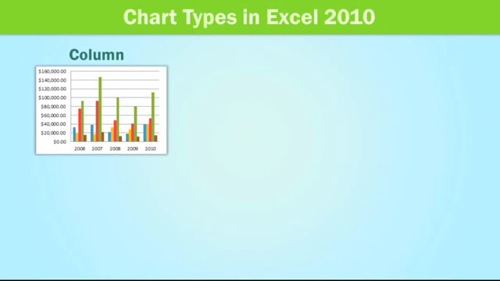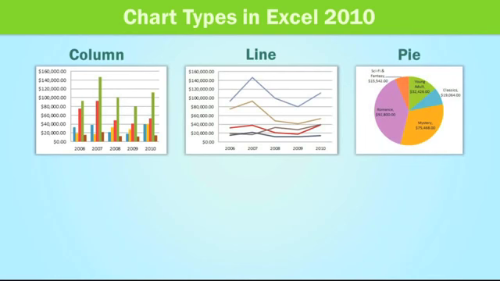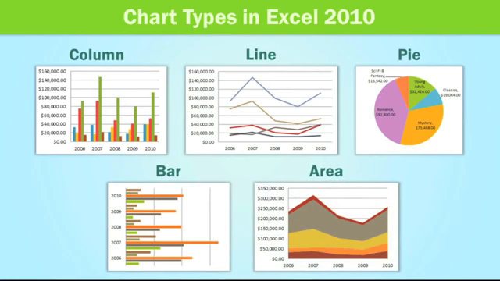Column charts are good all-around charts, and they work with many different types of data. Line charts are best for showing trends over time. Pie charts let you easily compare the proportions of different items. Bar charts are basically just column charts, except they use horizontal bars. And area charts are like line charts, except the areas under the lines are filled in. And there are also some other types that are a bit more specialized.